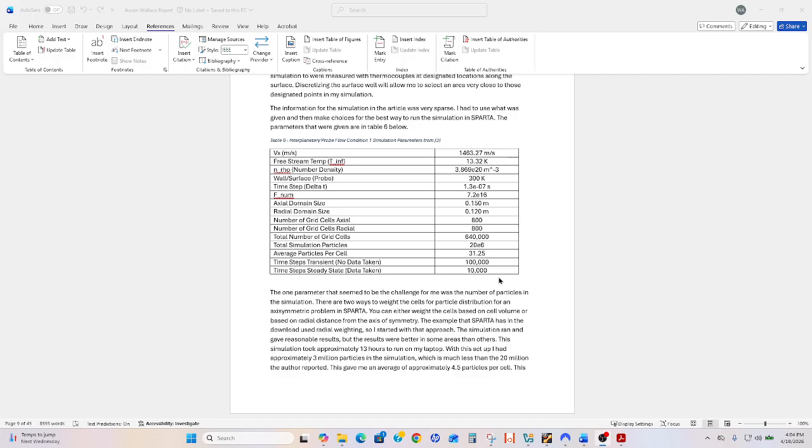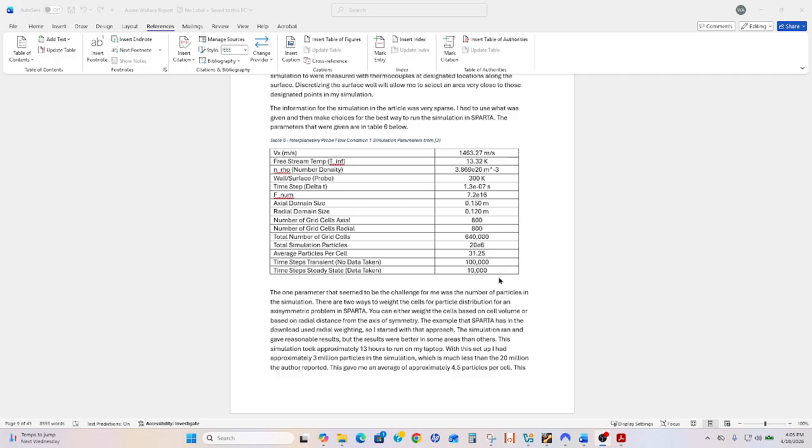But right here you can see in this table 6 that I'm showing you right now, from my report, it shows the parameters that were given inside of the journal article. And that's what I based my simulation off of. One of the things they said was that they used about 20 million particles for this simulation.